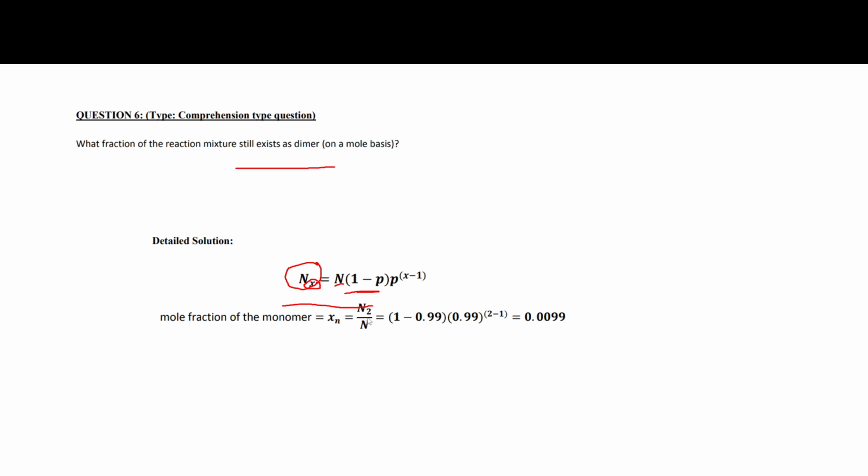So the mole fraction will be divided by the number of moles between the two monomers, so it will be Nx, which will be related by N by 2 divided by the total number of moles, and the extent of reaction we already know is 0.99, and that x value will be 2. So we can put that in this equation and calculate easily the mole fraction.